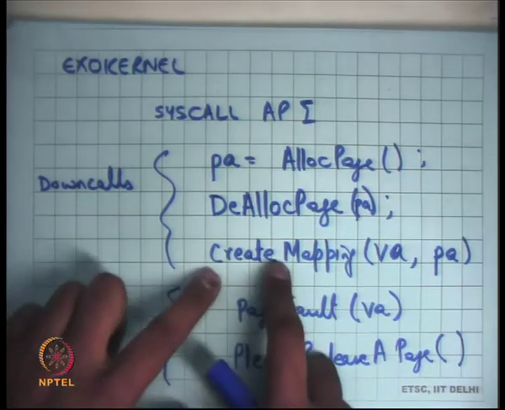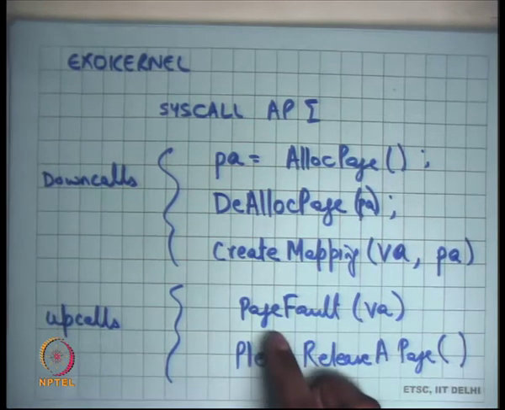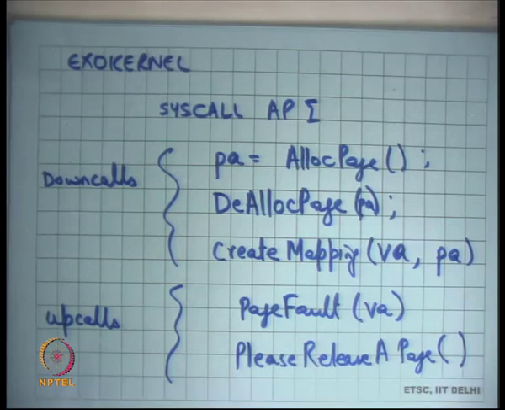So these are the down calls. By down calls I mean these are system calls that the application can request from the operating system. And then there are some up calls. Up calls are something like signals in Unix, where the operating system can tell the application or ask the application to do something. So one of the up calls is a page fault, right?